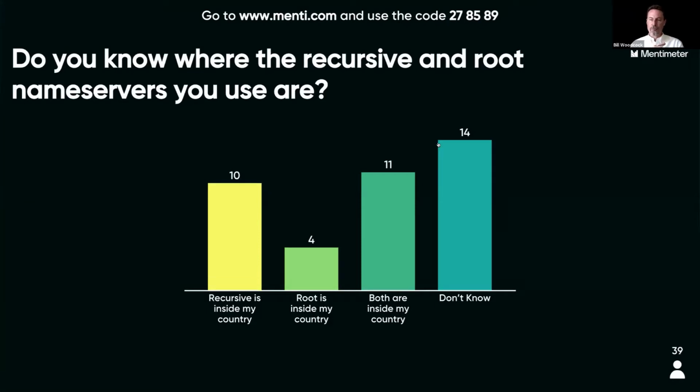The recursive being outside the country would be a real problem, though, because then your whole query is going across international links. At that point, you'd want to make really sure that you were encrypting the traffic going to the recursive.